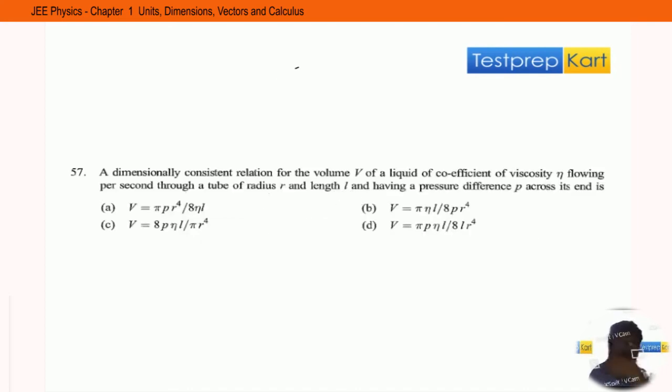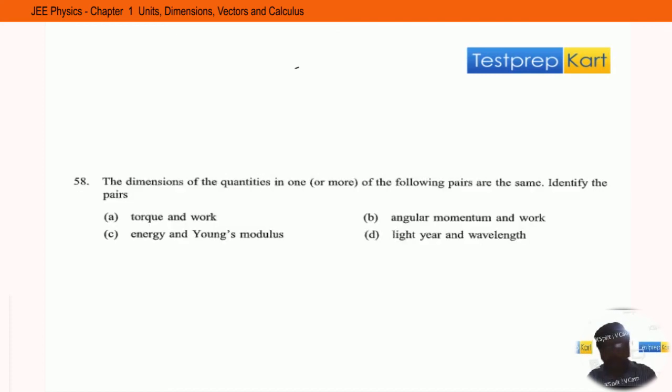Dimensionally consistent relation for the volume V of liquid of coefficient of viscosity flowing per second through a tube of radius r and length L, having a pressure difference P across it, is V equals pi P r to the power 4 over 8 eta L. Dimensions of the quantities in one of the following pairs are the same. Identify the pair.